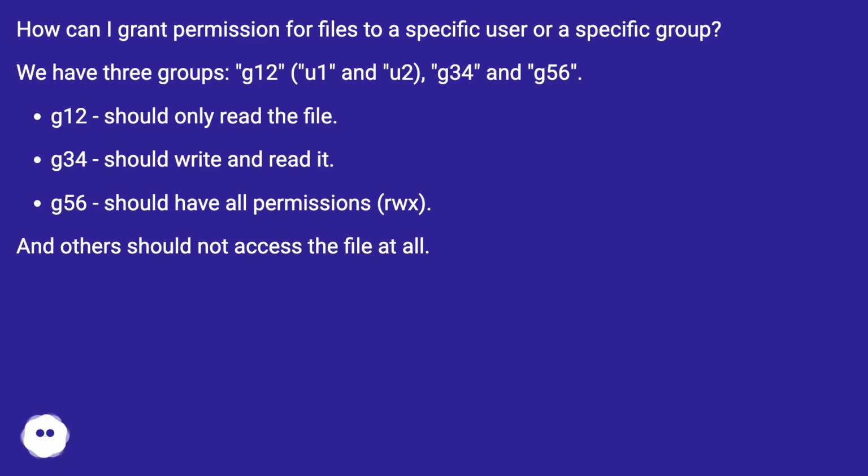We have three groups: G12, U1 and U2, G34 and G56. G12 should only read the file. G34 should write and read it. G56 should have all permissions, RWX. And others should not access the file at all.